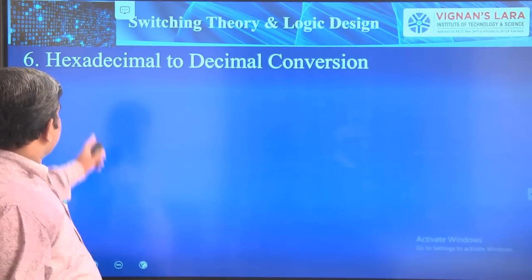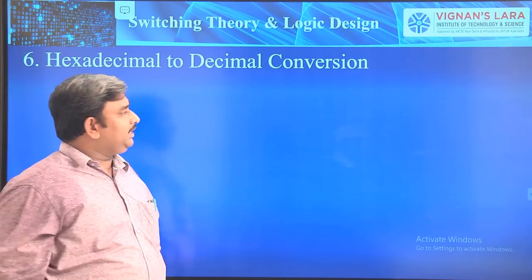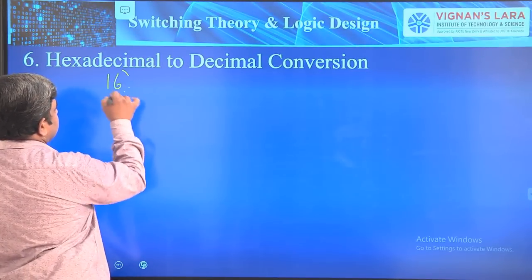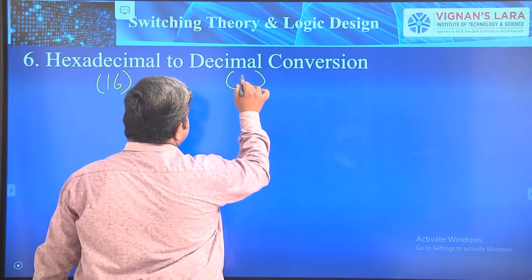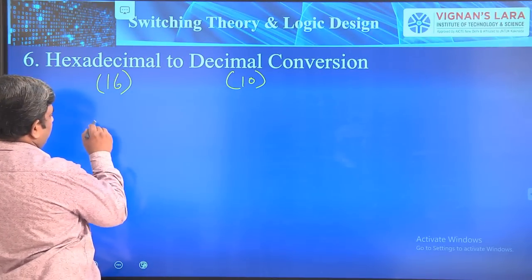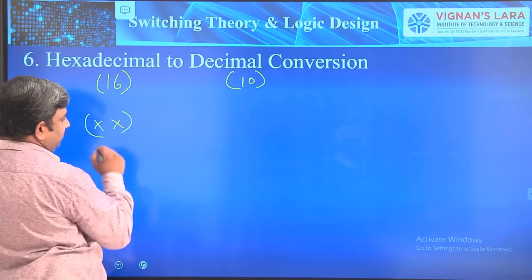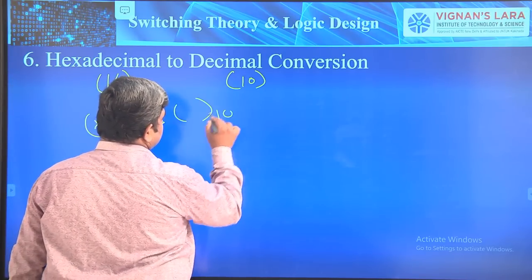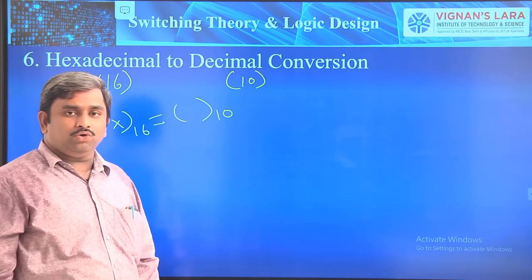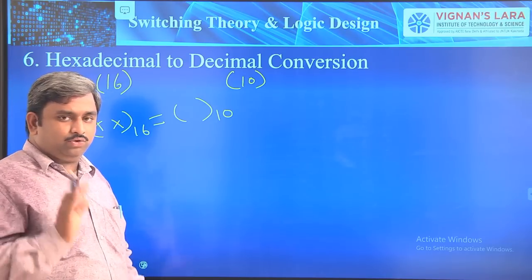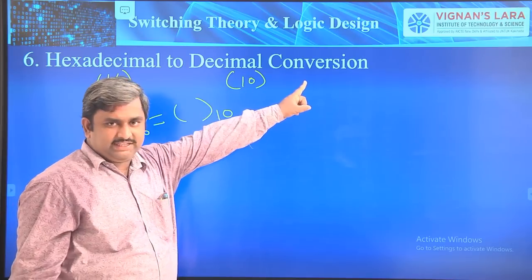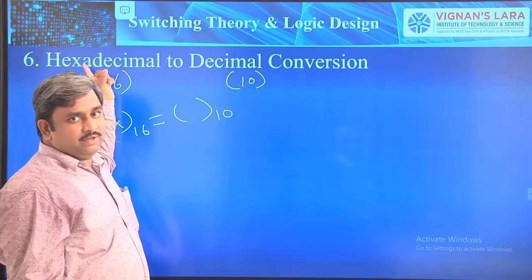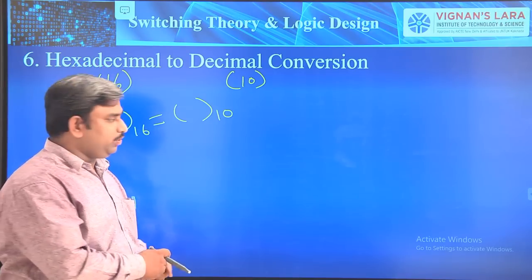Next, hexadecimal to decimal conversion. Hexadecimal means what is the number system here? The base is 16. And here the base is 10. For example, if you have some number with base 16 and you have to convert it to base 10, how to convert this number? You are converting into decimal, from the hexadecimal number system.